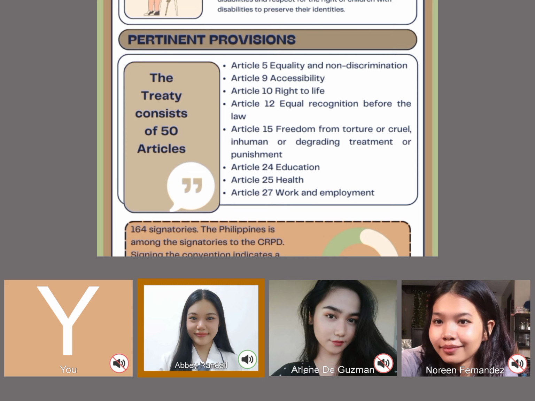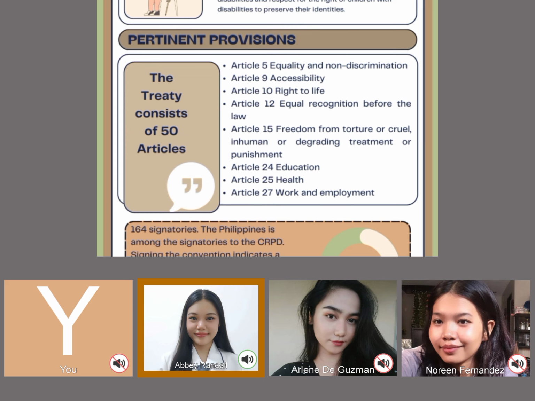Fourth, Article 12, Equal Recognition before the law. States must recognize PWDs as full legal persons, granting them equal legal capacity in all aspects of life. They should provide necessary support for exercising this capacity and establish safeguards against abuse, ensuring respect for the individual's rights, will, and preferences. Additionally, states should guarantee equal access to property ownership, financial control, and access to financial services for PWDs, preventing arbitrary deprivation of property.